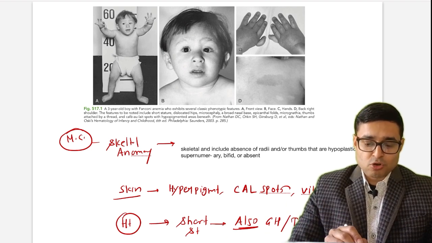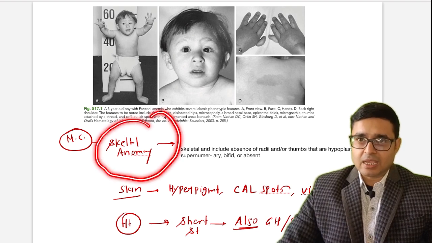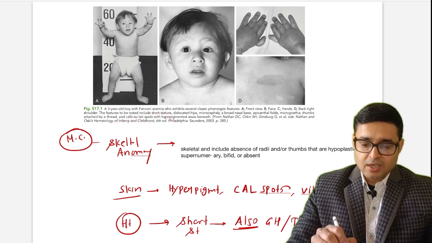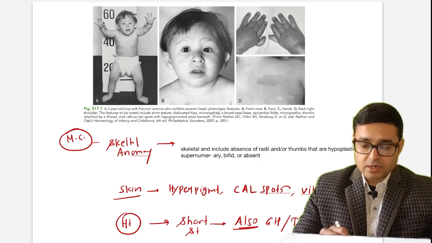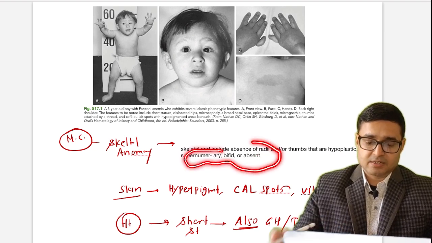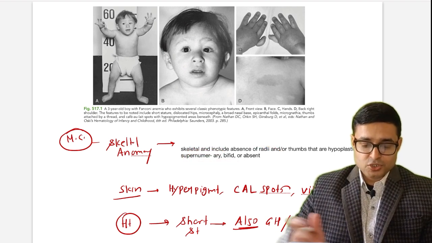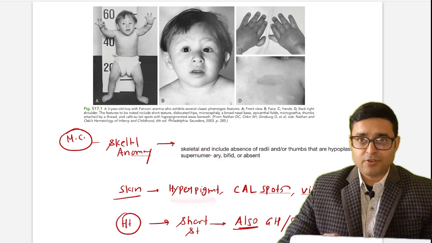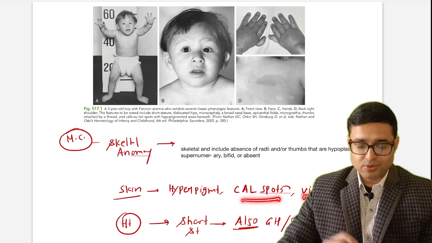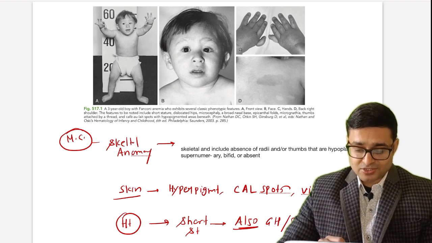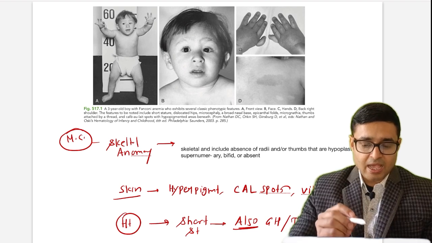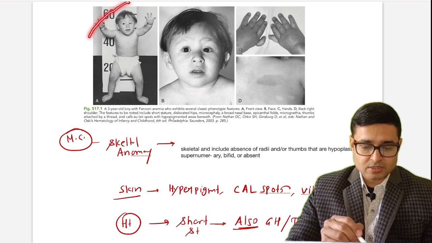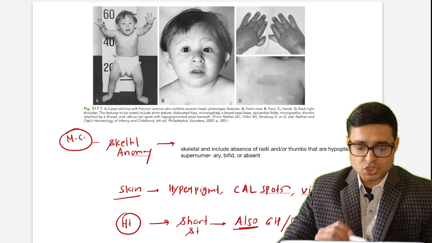So the most common is skeleton anomaly in Fanconi anemia. Again, the previous year question. So what are the anomalies? Absent radius, hypoplastic thumbs, supernumerary or bifid or absent thumbs, skin showing hyperpigmentation, café au lait spots, vitiligo, short stature. Also growth hormone and thyroid deficiency.